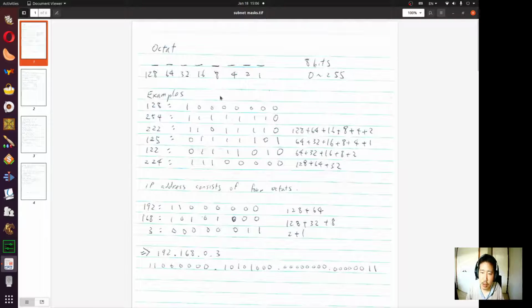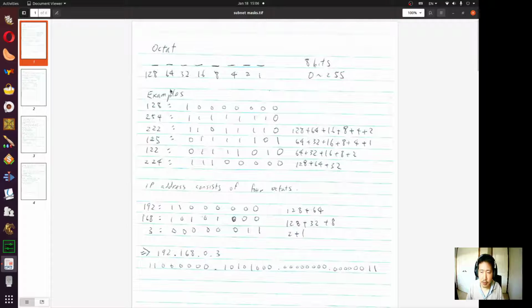How to calculate the decimal value from an octet? These numbers below signify what each position in the octet represents in decimal. The first position is 1 if it's on. Second position if on is 2. Third one 4. Fourth one 8, 16, 32, 64, 128.